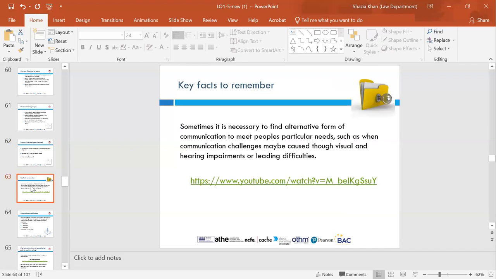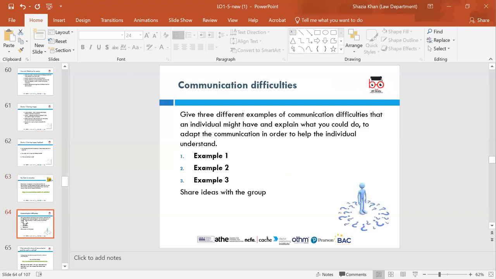Key factors to remember: sometimes it is necessary to find alternative forms of communication to meet people's particular needs, such as when communication challenges may be caused through visual and hearing impairments or learning difficulties. Communication difficulties: give 3 different examples of communication difficulties that an individual might have, and explain what they could do to adapt the communication in order to help the individual understand, and share your ideas with the group. This is something you could do in your own time.